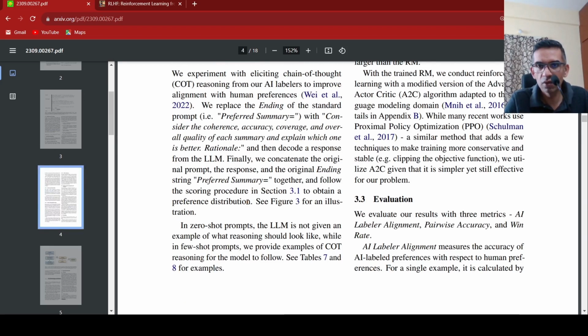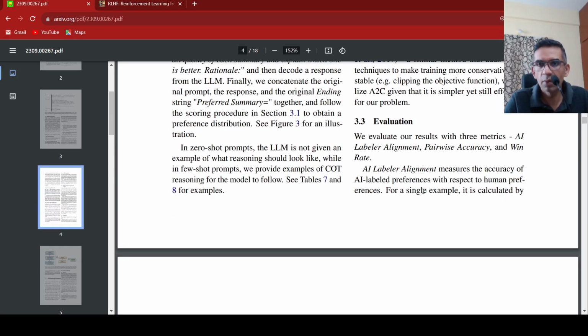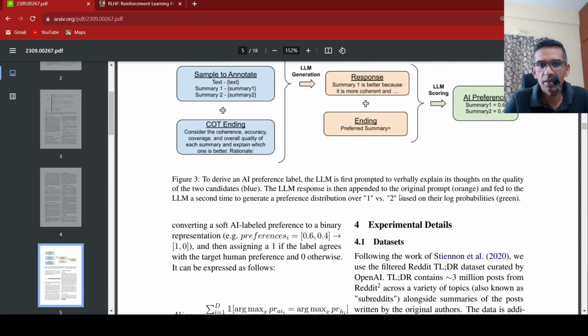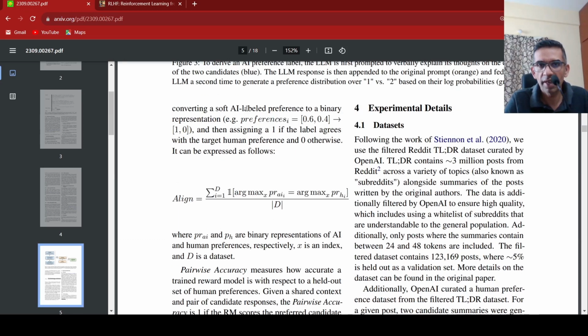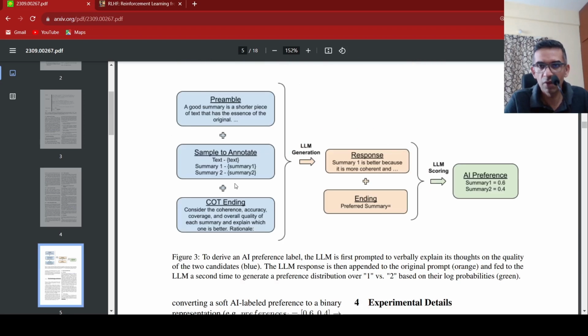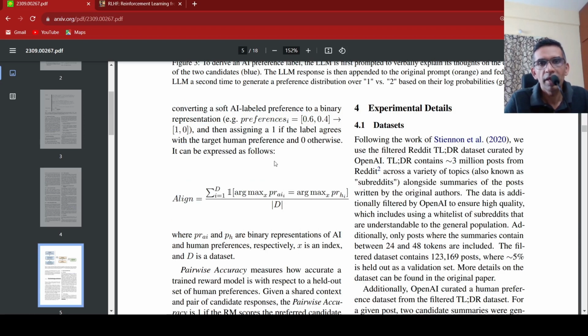Okay. So they use three metrics over here for evaluation. One is AI labeler alignment, which measures the accuracy of AI labeled preferences with respect to human preferences. Okay. So the idea over here is that for a single example, it is calculated by converting the soft AI labeled preference to a binary representation and then assigning a 1 if the label agrees with the target human preferences and 0 otherwise. Okay, that is the idea over here for evaluation of the summaries, right? Whether it matches the human summary, right?